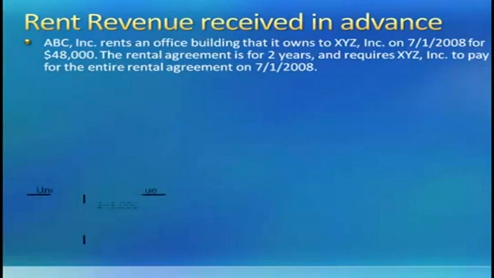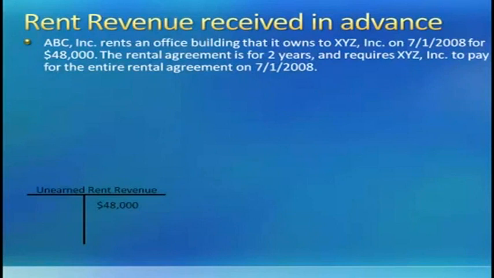Consider the following example. If ABC rents an office building to XYZ on July 1st, 2008 for $48,000 and the rental agreement is for 2 years, and XYZ pays the entire $48,000 on July 1st, 2008, because none of the rental term has passed at the time the $48,000 is received, ABC Inc. is required to record the entire amount in a liability account that they might call unearned rent revenue. This account represents revenue that they will earn at some point, but if they receive the money up front, they still haven't earned it yet. So they're not able to actually book it as revenue until they've actually earned it.